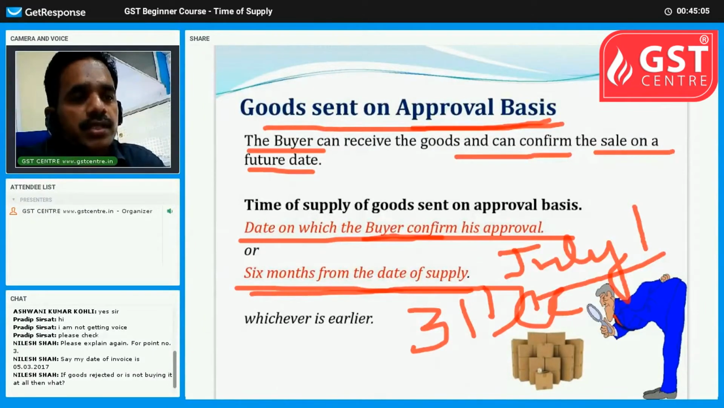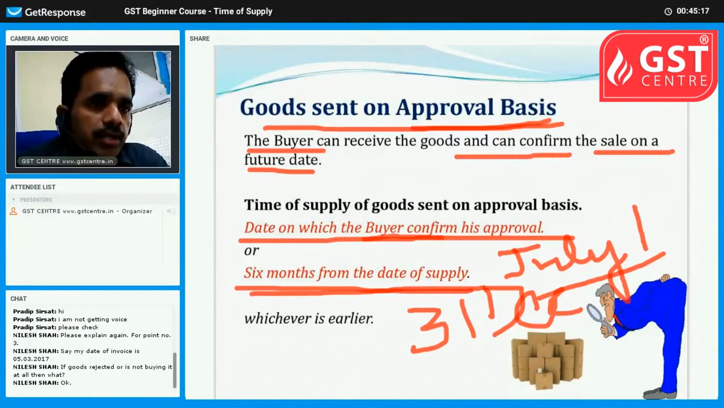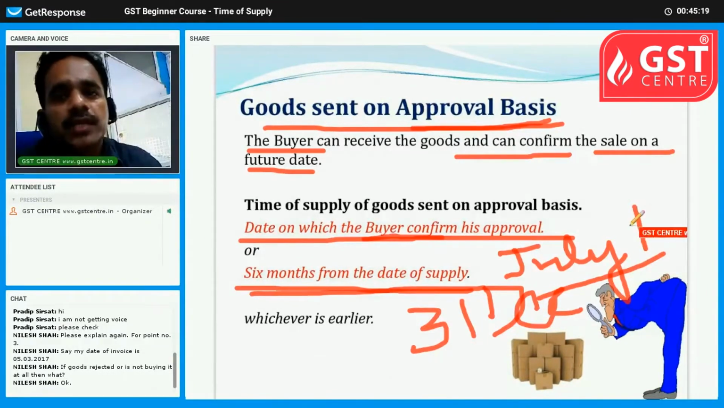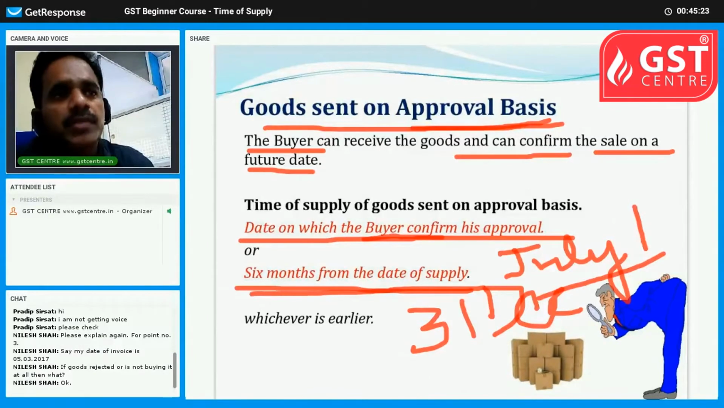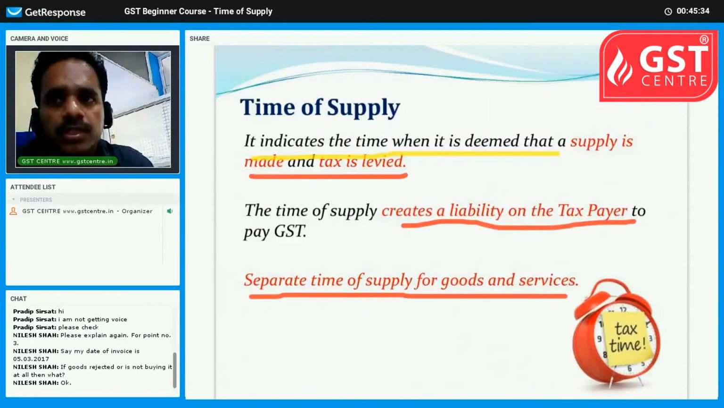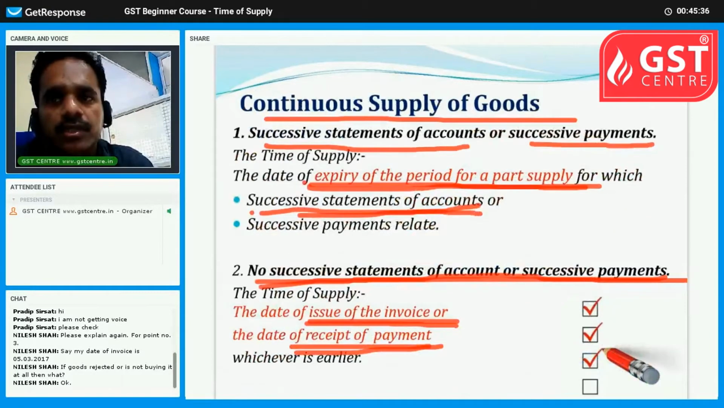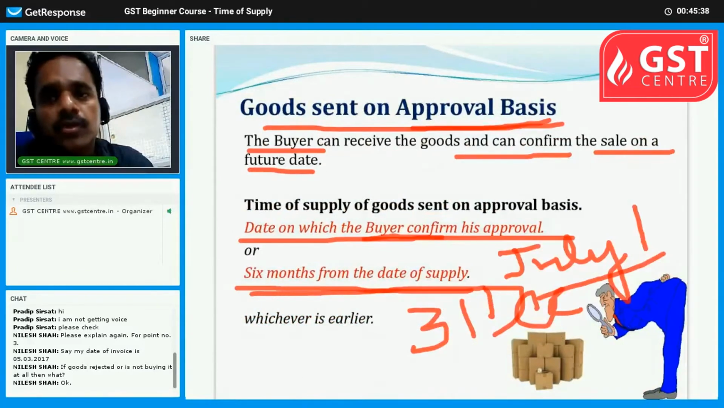If goods are rejected, they can be rejected. Then no tax liability will be there. There will be a debit note and credit note and all. So that is the thing. And if the goods are still with the buyer on 31st December, then 31st December will be taken as the time of supply. This is a small PPT which includes all time of supply for goods. But I think a lot of debates will be happening on some points of law.